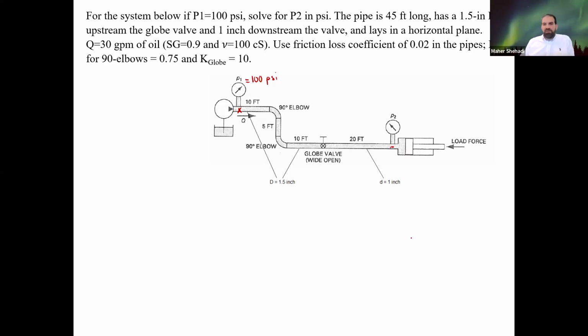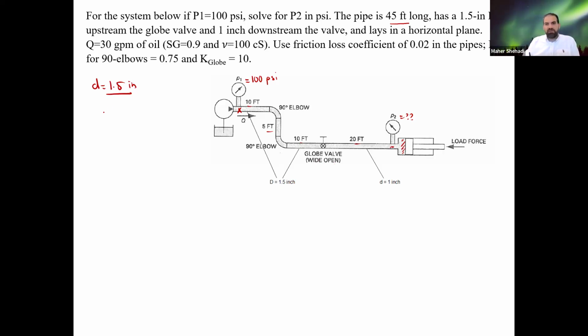We need to solve for P2. And again, P2 is right here. So it's before, it's the point supplying the piston, it's not after. The pipe is 45 feet. It's 10 and 5 and 10 and 20. So that's 45 feet. And it has an inner diameter, D, it's 1.5 inch.